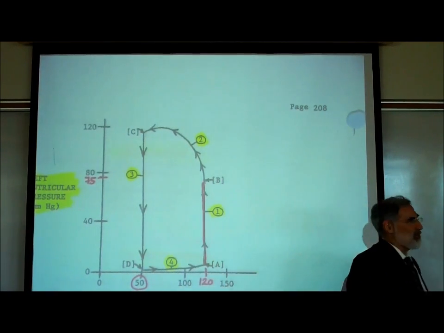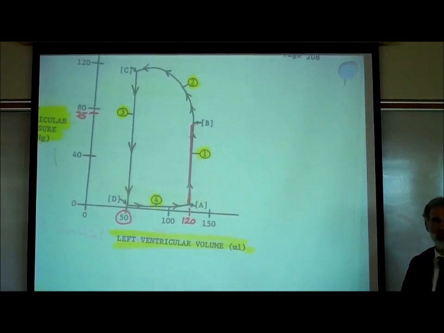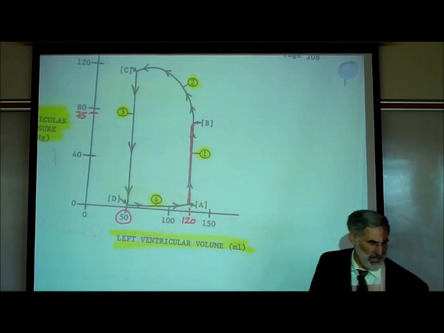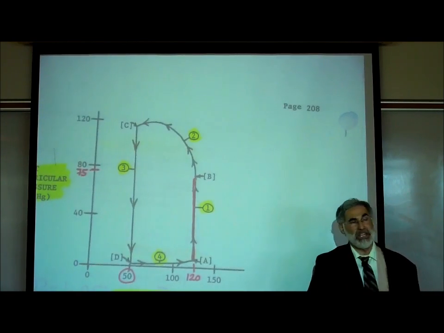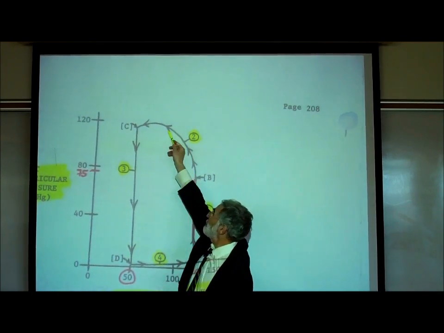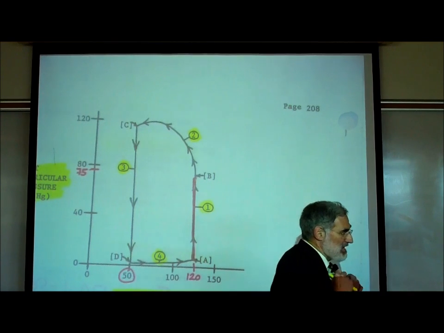Everybody's getting really good at graphs. I promise that. By the end of this course, everybody's going to know how to read graphs, because we use graphs all over the place in physiology. So the volume decreased by 70. All right? The pressure did continue to go up. What phase is this? Ejection phase.